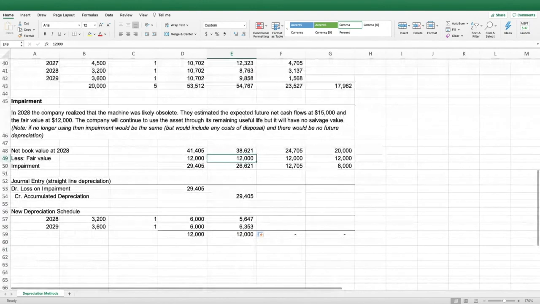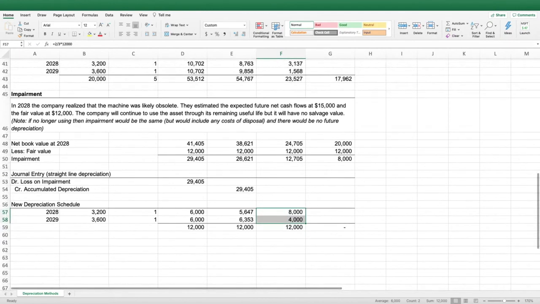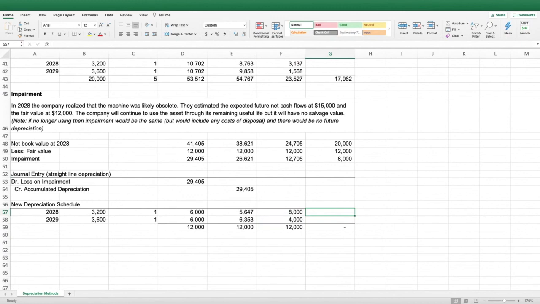Under the sum of the year's digits method, we have a total of 2 plus 1 is 3. So in the first year, we need to have 2/3 times $12,000. And in the second year, we are going to have 1/3 times $12,000. So there's our sum of the year's digits. And for our double declining balance method, well, this gets really weird because our single declining balance method was 1/2. So if we doubled that, it'd be 2/2. So 2/2, which is 1, times 12 means the whole amount will be depreciated in the first year.